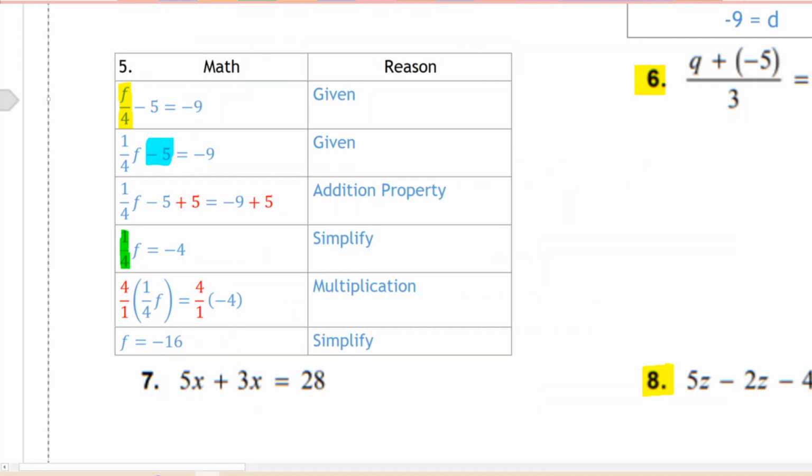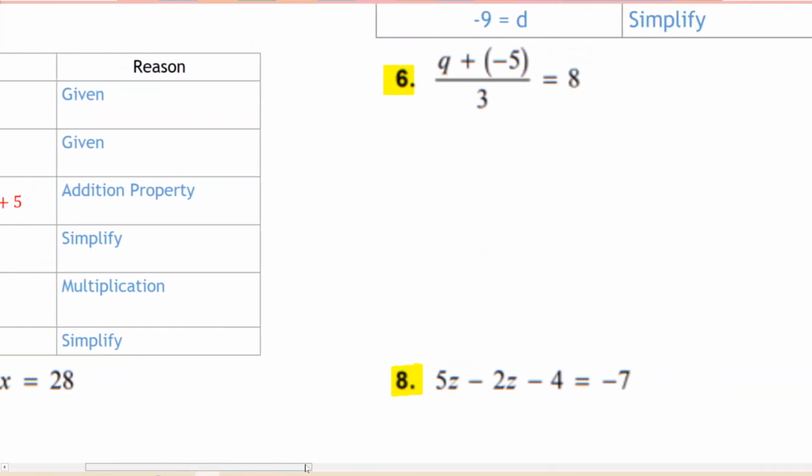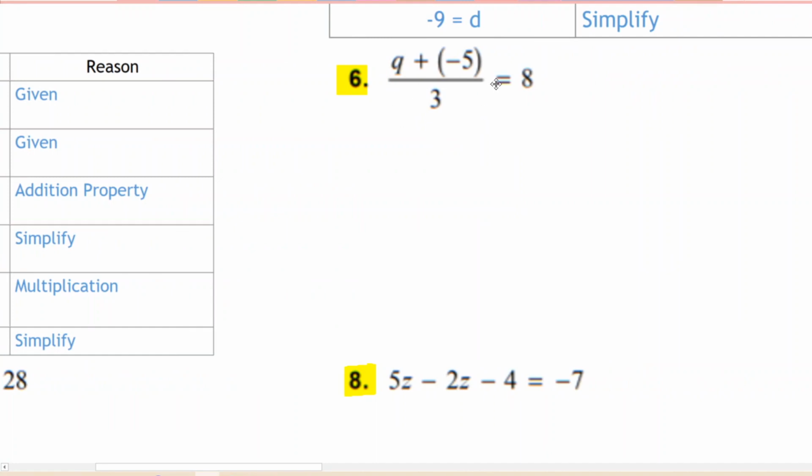So that's what our number 5 looks like. Moving on to number 6, I can see this is going to be a little bit different because I only technically have 1 term on the left side, and 1 term on the right side. So how is that going to change things?